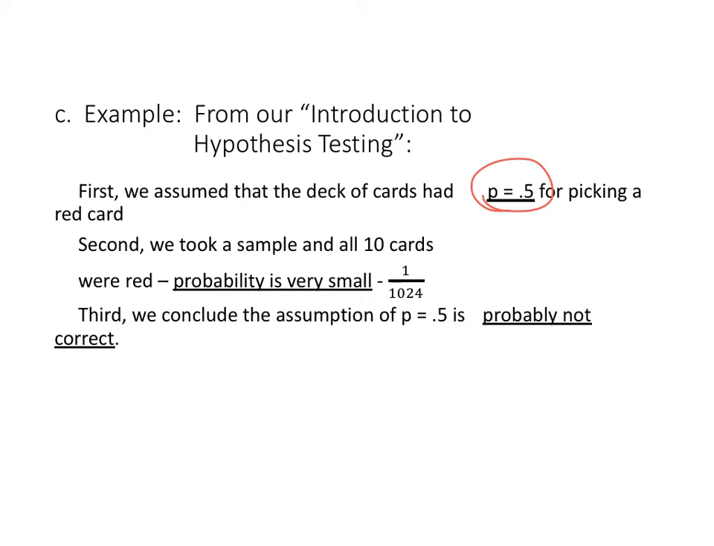But that probability is super small. It's not negative, that's just a dash there. It's 1 out of 1,024. So really, really, really small probability.